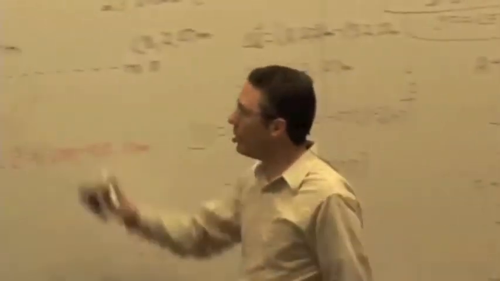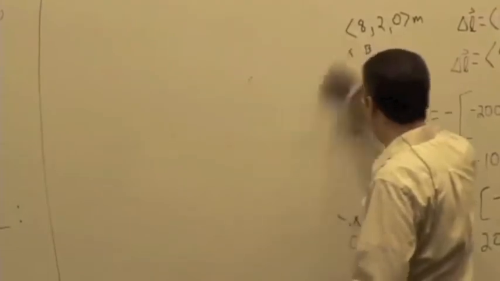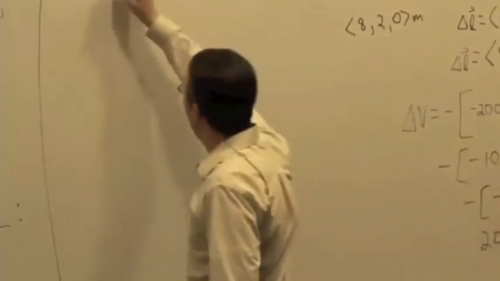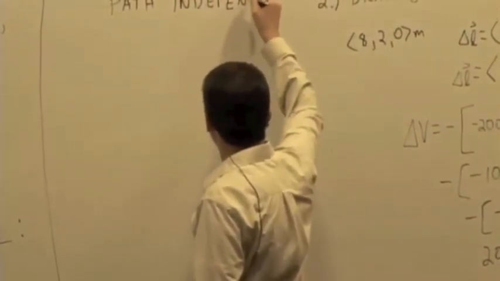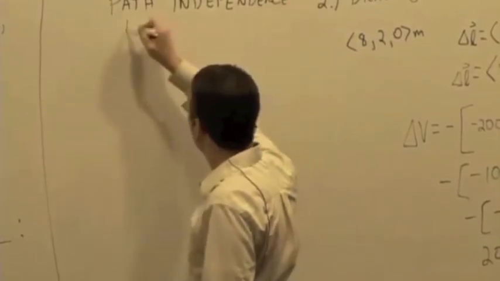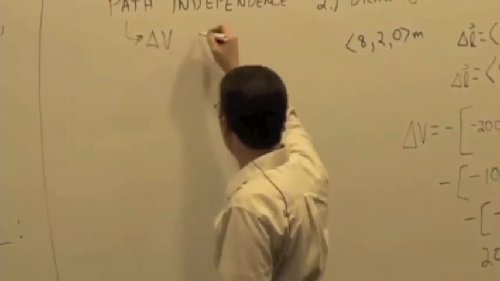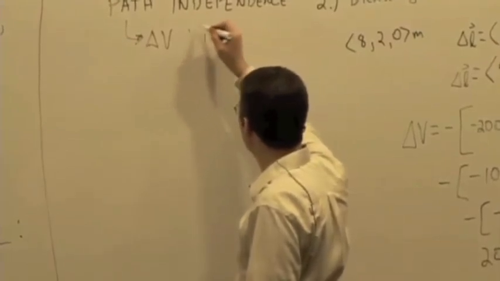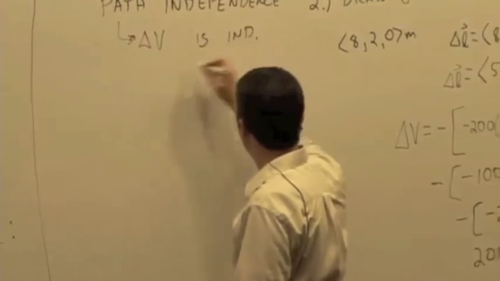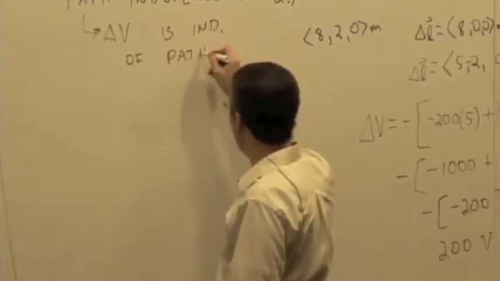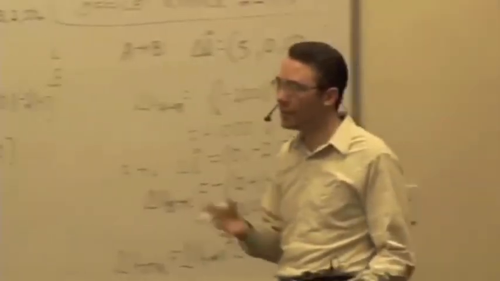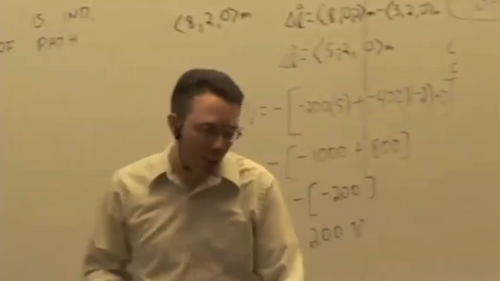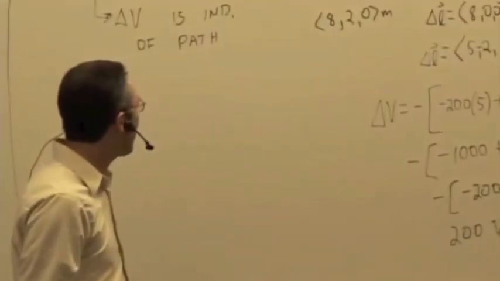I haven't proved this. It works out, but I haven't formally proved it. But this is a useful property that's called path independence. Delta V's are independent of path. As long as the initial point and the final point are the same, you can choose any path you want, and you've got to get the same result. Okay, I haven't formally proved that, but it works out that way, and it's a very useful result.